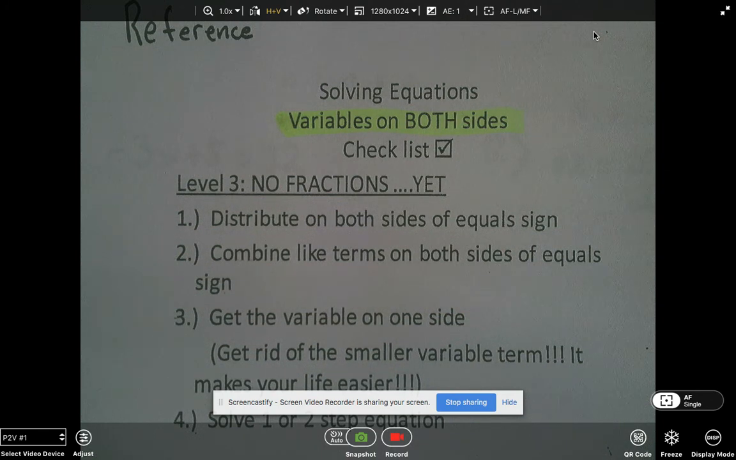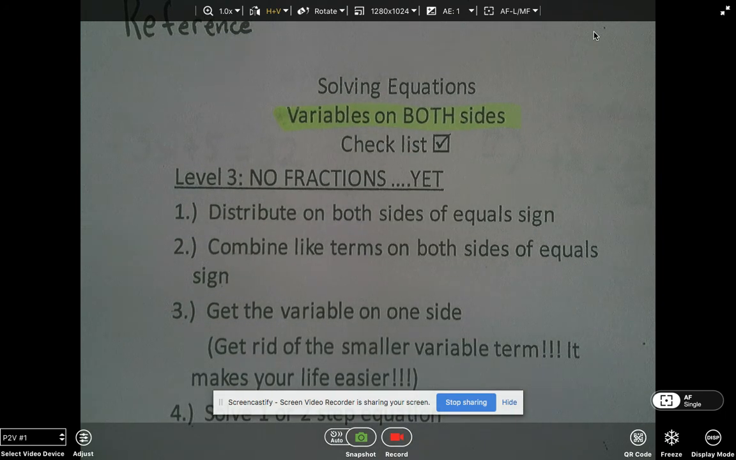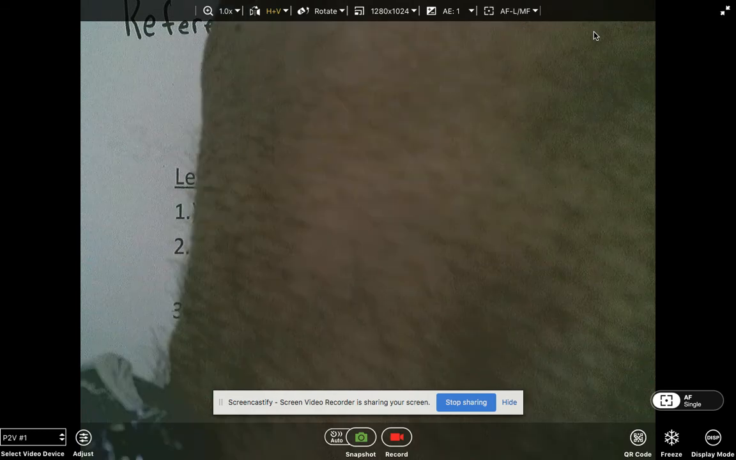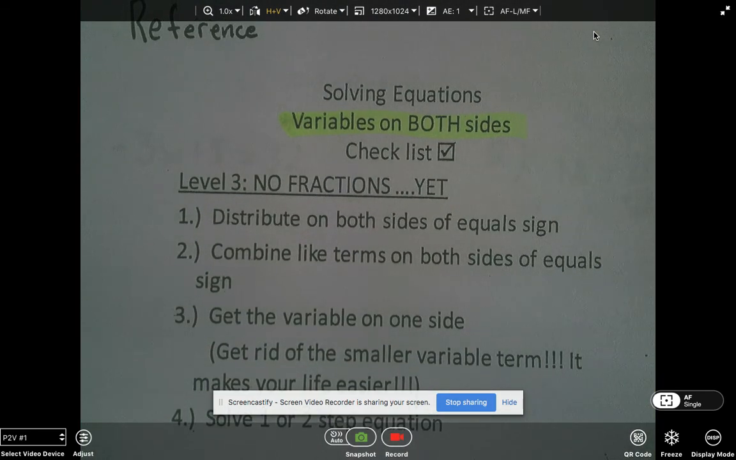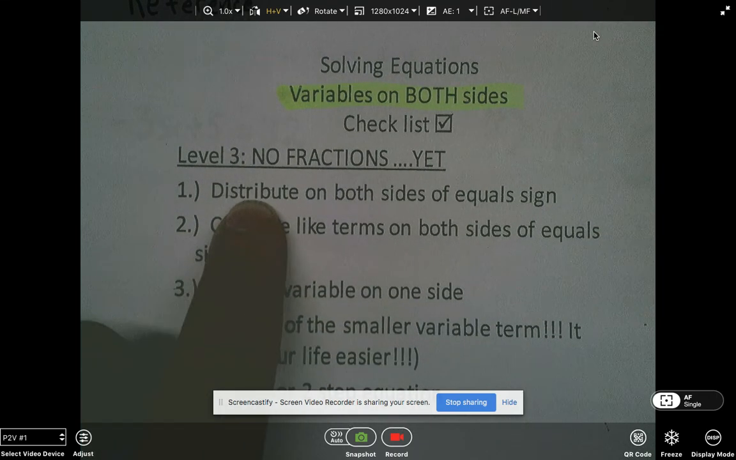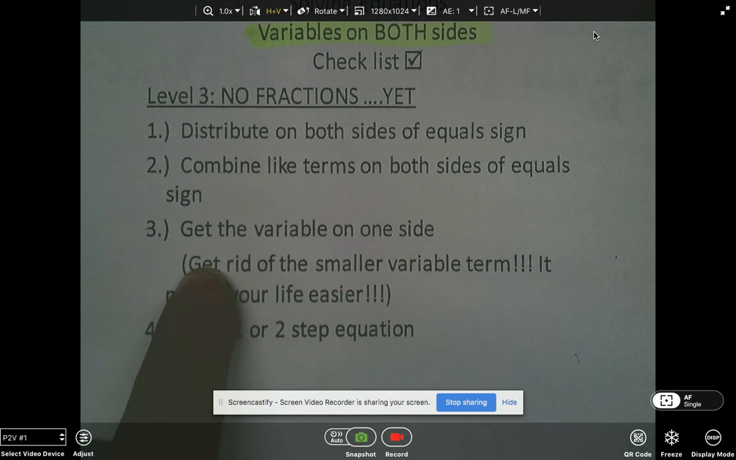All right, today's video reference, we've passed a level and we're moving on to variables on both sides equations. So with that being said, there's only one new step to variables on both sides equations. You're still going to distribute if you see any distributing on both sides of the equation, you're going to combine like terms first. And then here's the new part.